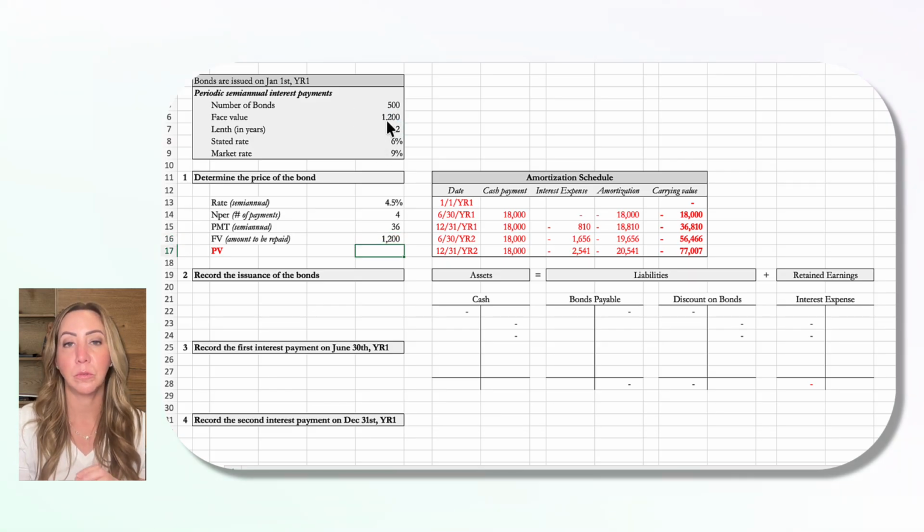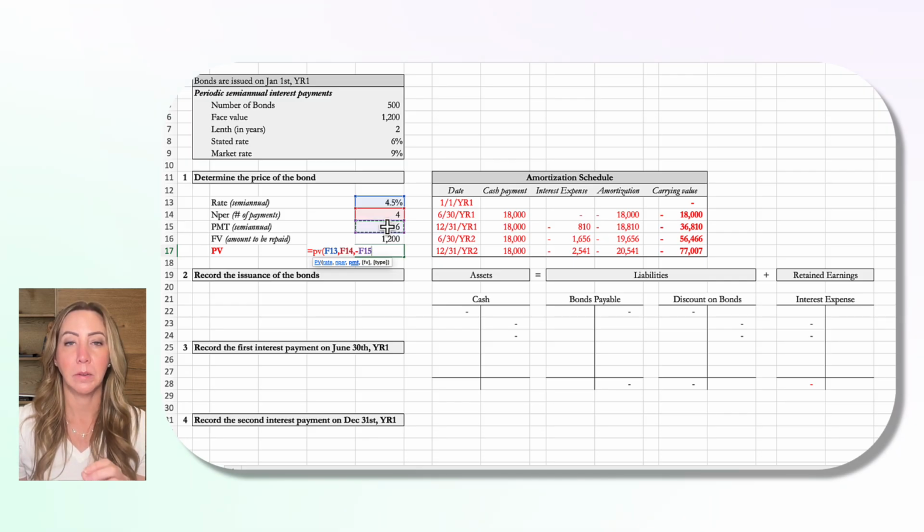Notice that our amortization schedule has started to fill itself out. It doesn't quite make sense yet until we finish the present value calculation. So equals present value, close parenthesis, and notice in Excel that it tells you exactly which numbers you need to grab. And we're doing 2 present value calculations in one, the present value of the annuity and the present value of the lump sum payment at the end of the 2 years. So first I'll grab my market rate of interest, then the number of periods of 4, the stated interest payment, which is 36, and I'm going to make that negative because it's a cash outflow.